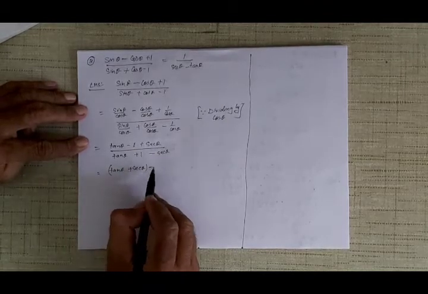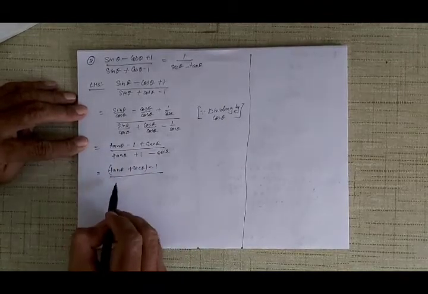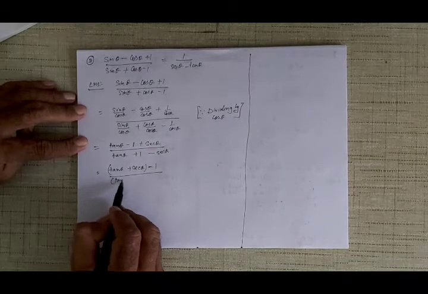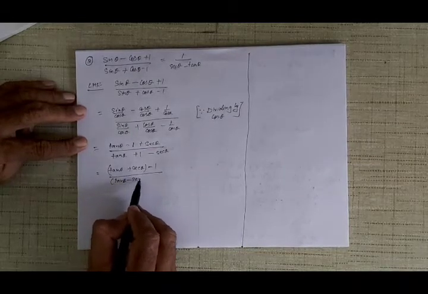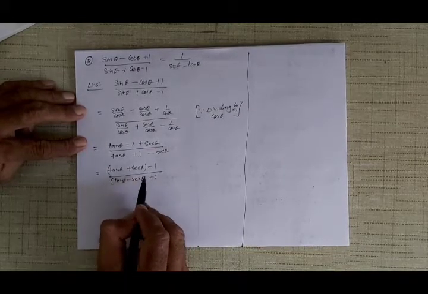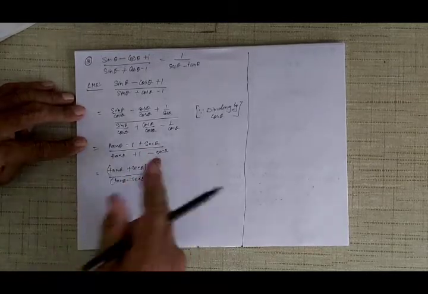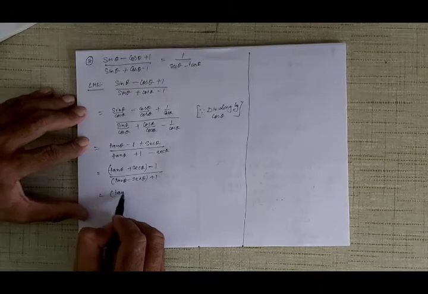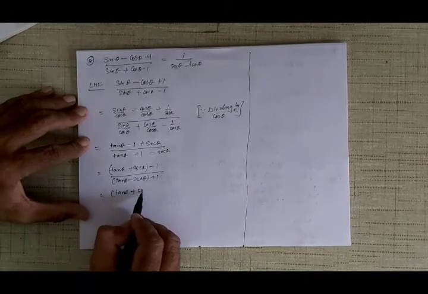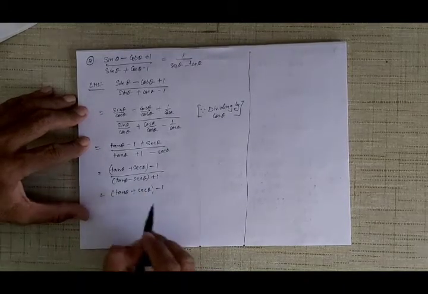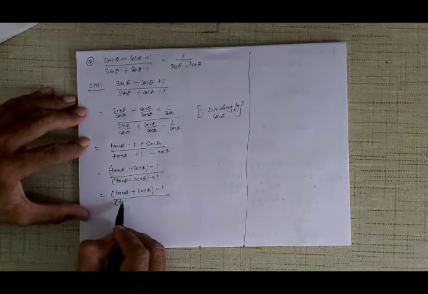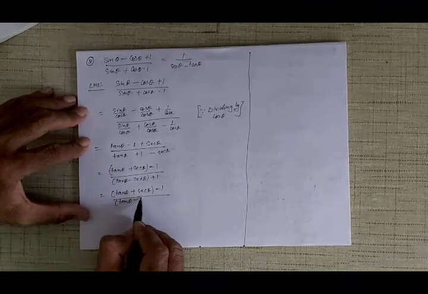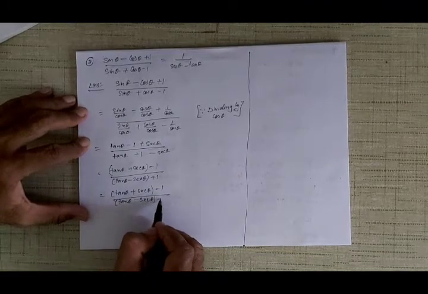Okay, I keep it like this. See, I have only simply readjusted it. Here also tan theta minus sec theta plus 1. Okay, I have just rearranged it. Now I multiply this tan theta plus sec theta minus 1 upon tan theta minus sec theta plus 1.